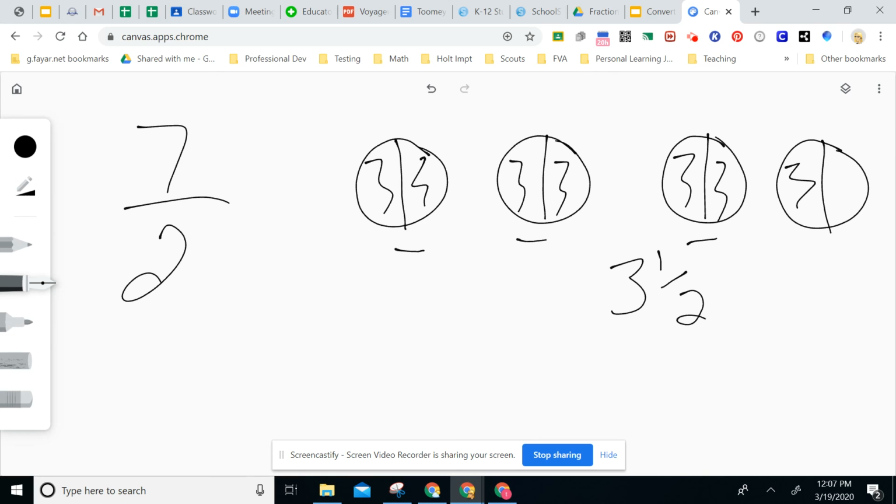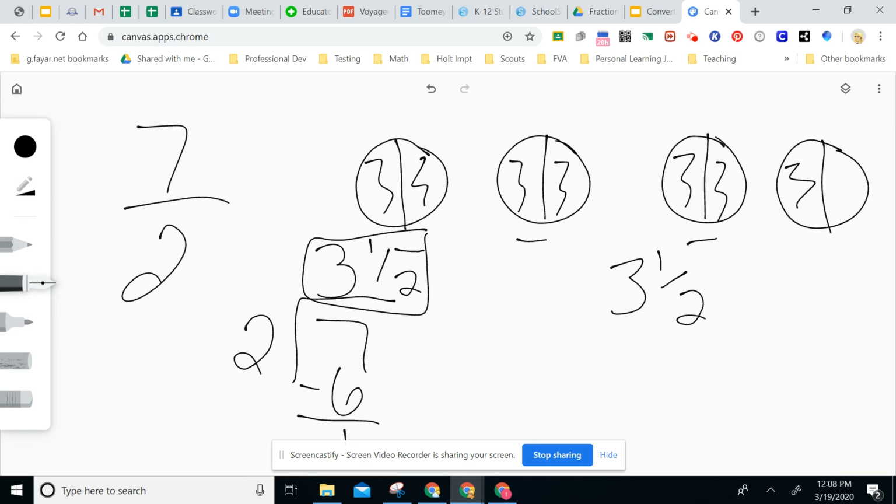If you're doing it with an algorithm, we've got 7 divided by 2. 2 goes into 7 3 times. 3 times 2 is 6. Subtract. 1 left over. So we have 3 and 1/2. Either way works. For those of you who are trying to reason it out, you know that 2 goes into 7 3 times. 6, 1 left over, 3 and 1/2.